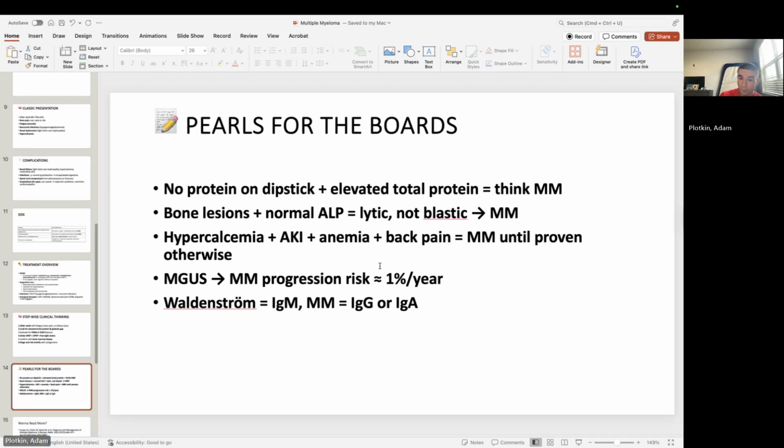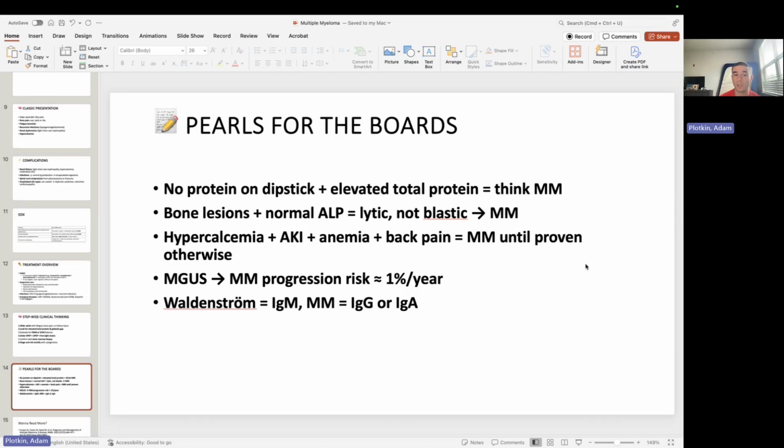All right. So your pearls for the board, just reiterating what we've talked about. There's not going to be any protein on the dipstick plus elevated protein, right? So you're looking at their CMP and you see there's elevated protein. They have a kidney injury, but there's no protein on the dipstick. That's because the Bence-Jones proteins won't show up on the dipstick, only albumin does.